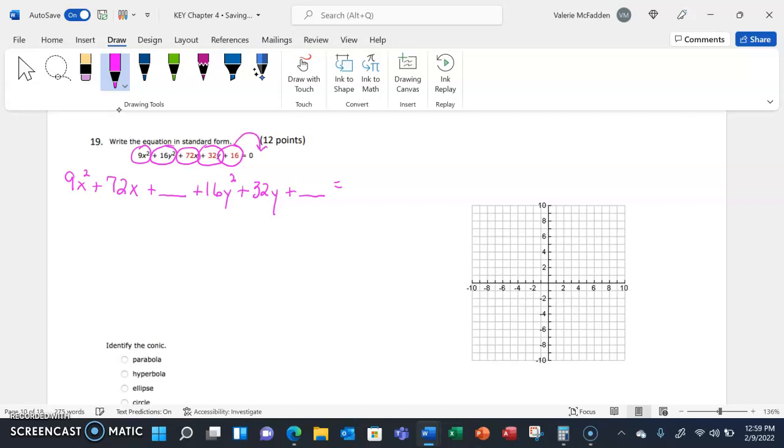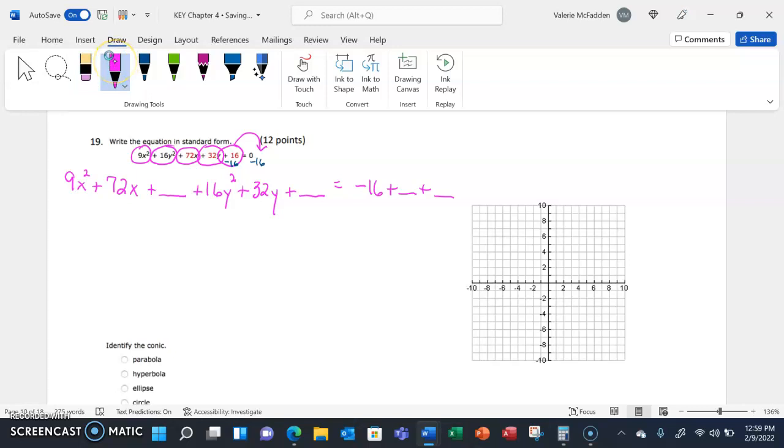We're going to move it to the right of the equal sign. So we would have to subtract 16 from both sides. So it'll be a negative 16 on the right, plus a blank, plus a blank. Whatever numbers we add to the left, we have to add the same amount to the right of the equal sign.